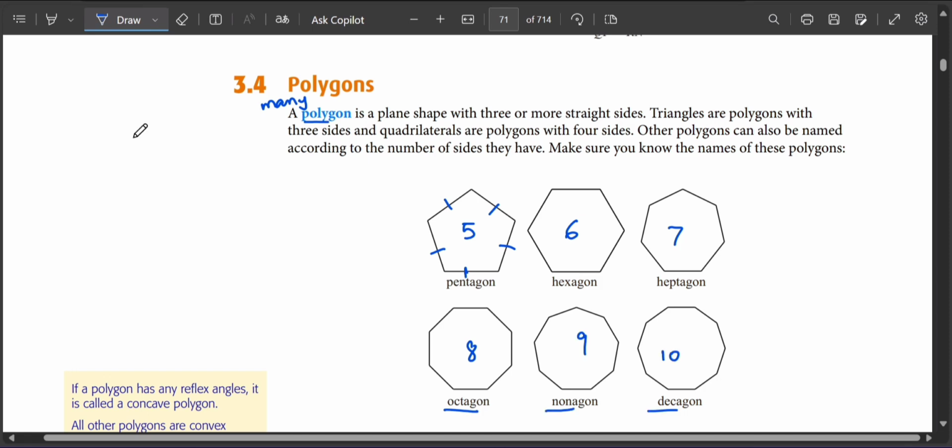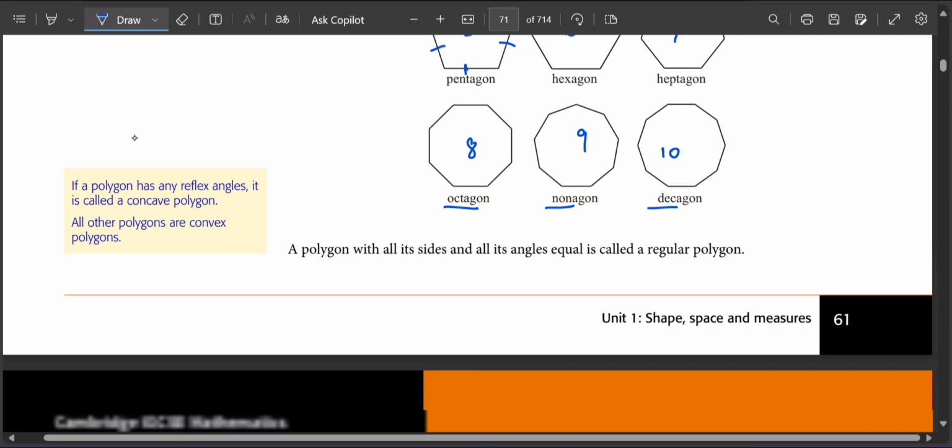If a polygon has any reflex angle, it is called a concave polygon. All other polygons are convex. So basically, what exactly are convex polygons? Convex polygons have no angle greater than 180 degrees. For example, this is not greater than 180 degrees.